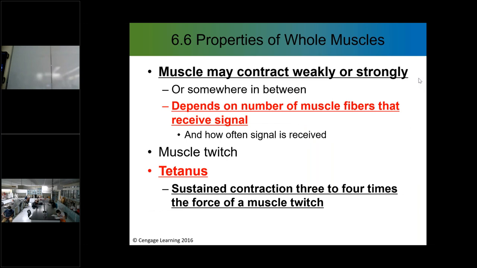All right. So muscles can contract weakly or strongly. We talked about that already. I addressed that issue with you all. It depends upon the number of muscle fibers that receive the signal, right? So I said to you that whether we're lifting a very light object or a heavier object, depending upon the load, it really depends upon the number of muscle fibers that receive that signal. And that's what can affect it.